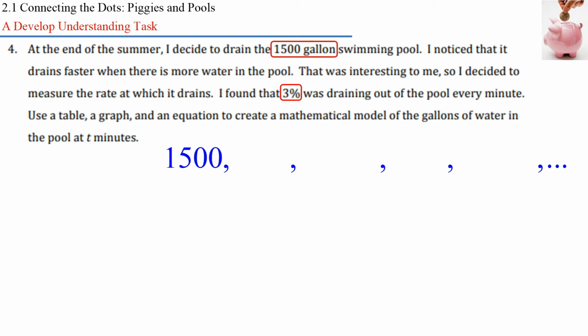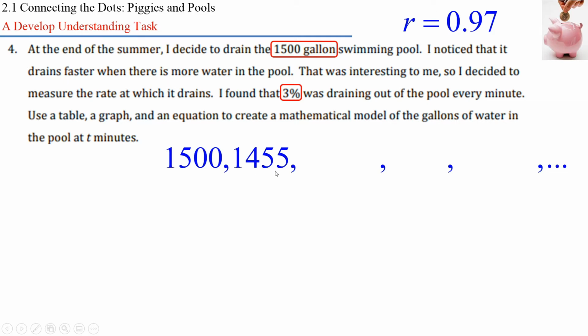We're going to be multiplying by a decimal, so r equals. But now think about this. I'm draining by 3% every minute. Therefore, how much water is going to remain in the pool every minute? Well, if I lose 3%, I still have 97%, which I'm going to write as a decimal, 0.97. So there's my common ratio. So now everybody take 1,500 times 0.97, and you will get 1,455.